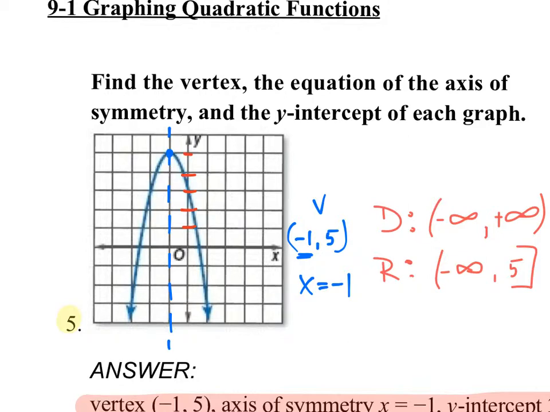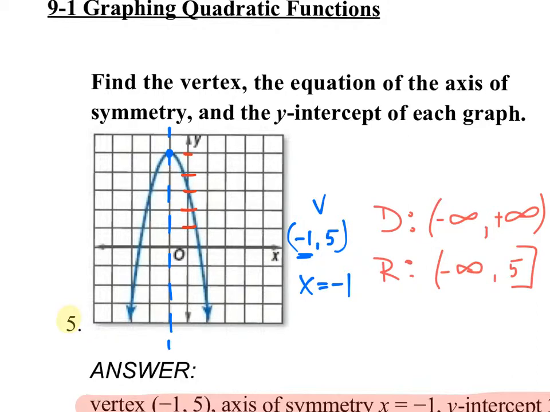Maximum. The maximum value. Does that make sense? So this graph, because it opens down, has a place where I stop going up and start heading back down. And so it has a maximum value. Does that make sense? What is the maximum value for this graph? 5, which was also the y value of your vertex. Does that make sense?